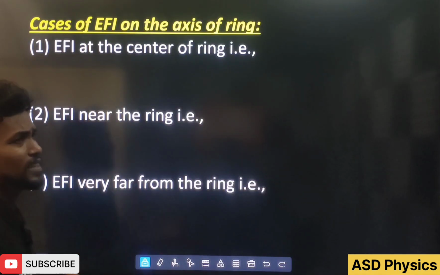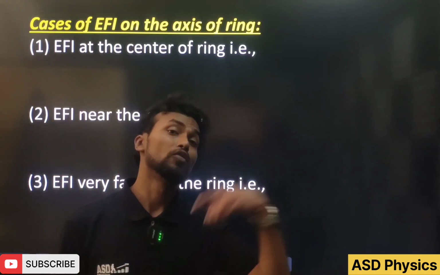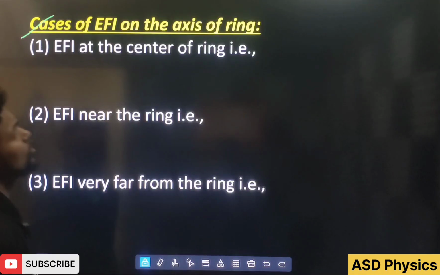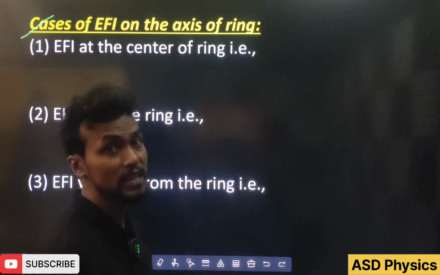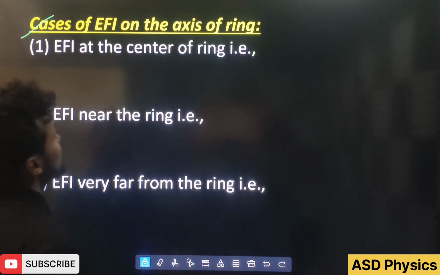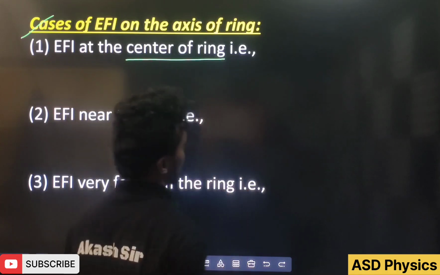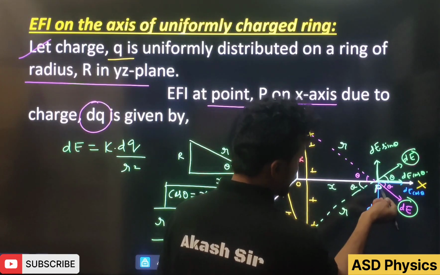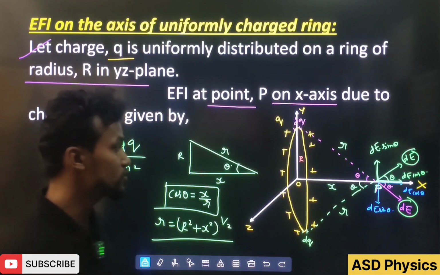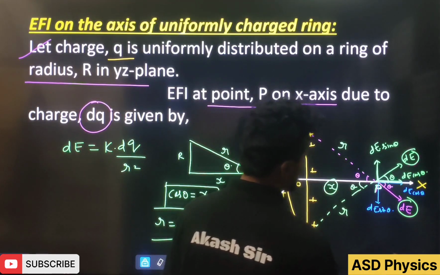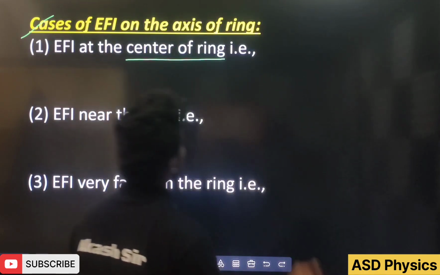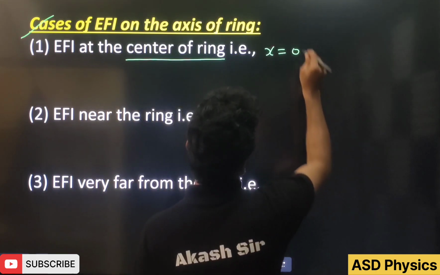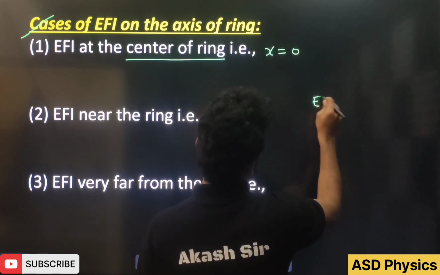Now, how will this electric field behave near to the ring and far from the ring? Now, all these things we are going to see. So see please, cases of electric field intensity on the axis of the ring. First one, electric field intensity at the center of the ring. So you know very well, center of the ring means observation point is where? This point P will come at O. So in this situation, this value of x will become how much? Just guess. This value of x will be 0.